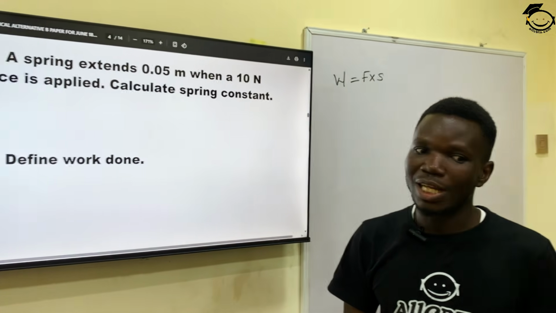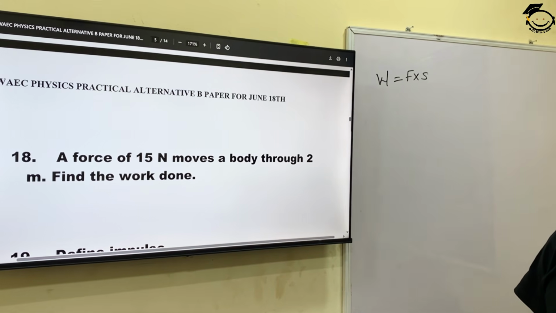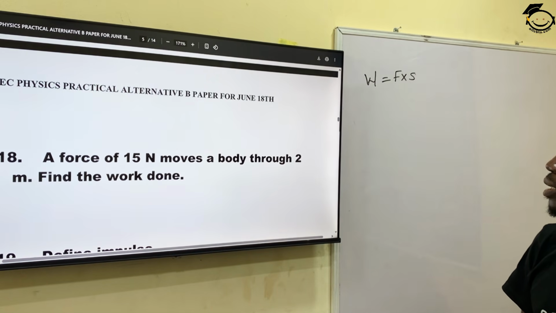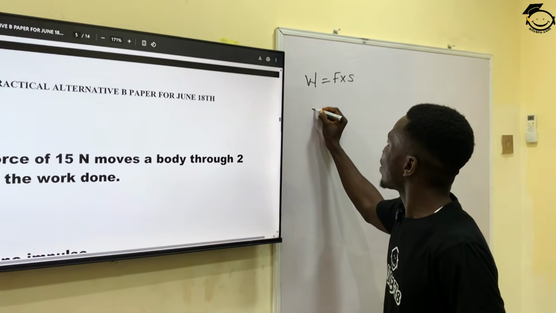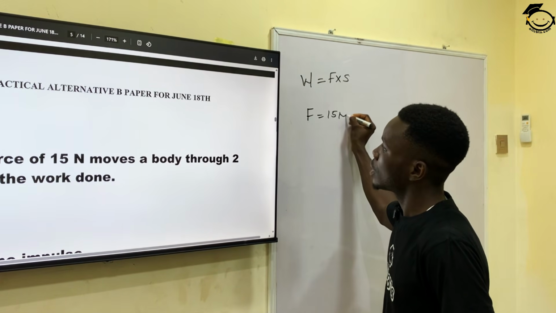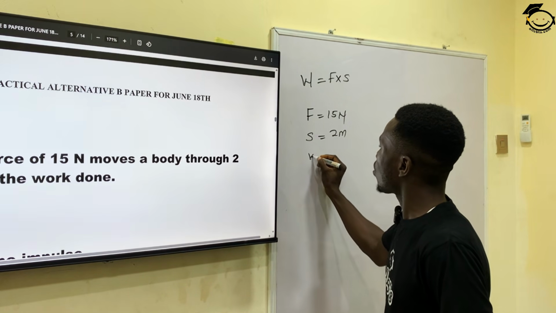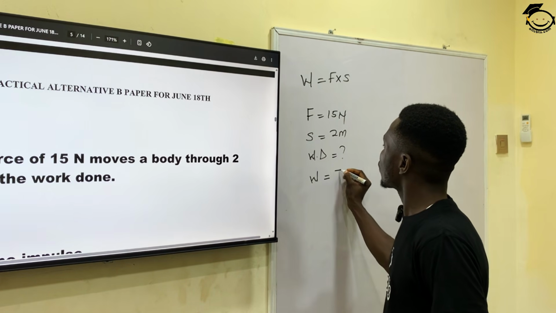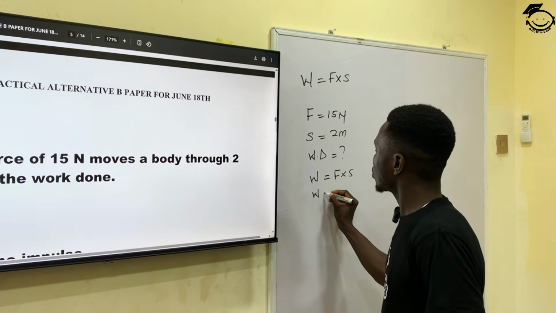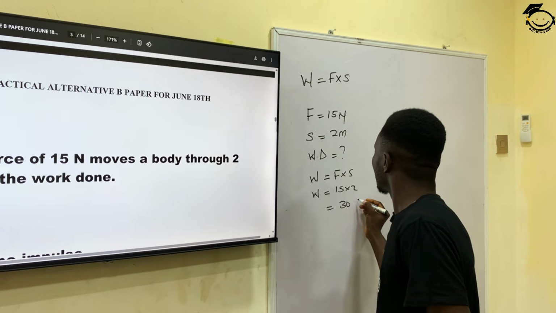So moving on to the next question, which is question number 18. It says a force of 15 Newton moves a body through 2 meters. Find the work done. So in question number 18, I have my force given as 15 Newton and it moves it through a distance of 2 meters. We have to find the work done. Work done is unknown. So we know that our work done is equal to force times distance, which means that my work done here is 15 times 2, and that will give me 30 joules.